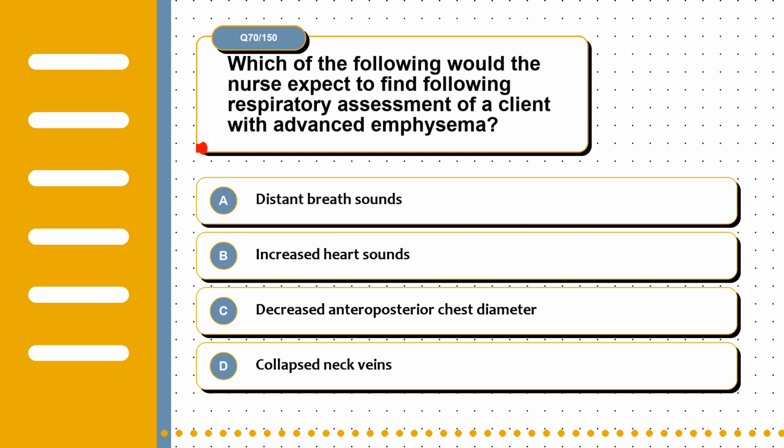Question 70. Which of the following would the nurse expect to find following respiratory assessment of a client with advanced emphysema? Here are the options. Option A. Distant breath sounds. Option B. Increased heart sounds. Option C. Decreased anterior-posterior chest diameter. Option D. Collapsed neck veins.